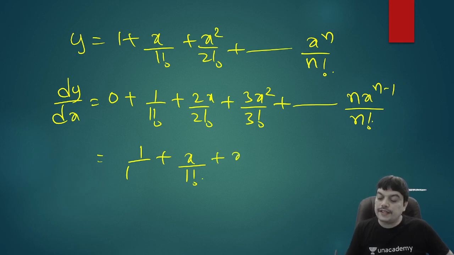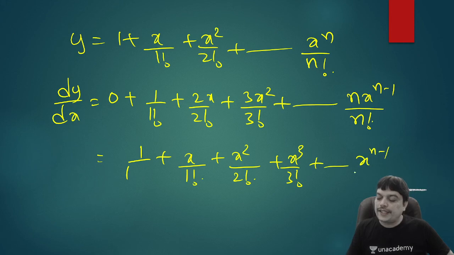And then you have x square divided by factorial 3, which is 3 into factorial 2. So 3 will cancel out, and you'll get factorial 2 here. Then we'll get x cube by factorial 3, and so on up to x power n minus 1 divided by... we know that factorial n is n into factorial n minus 1. This n will cancel out and you'll be left with factorial of n minus 1.